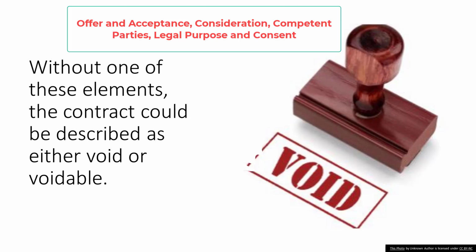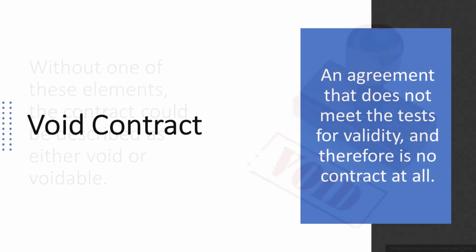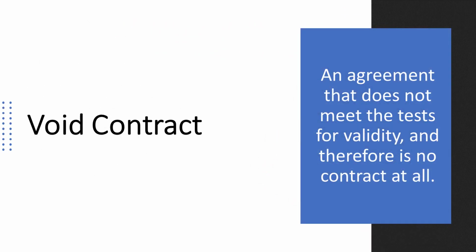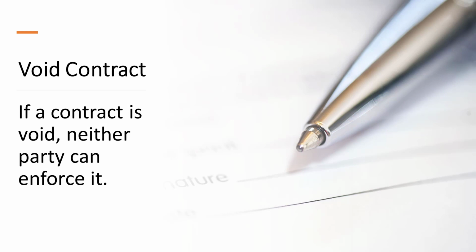A contract that is missing consideration, for example, would be void. A void contract is an agreement that does not meet the test for validity and therefore is no contract at all. If a contract is void, neither party can enforce it.